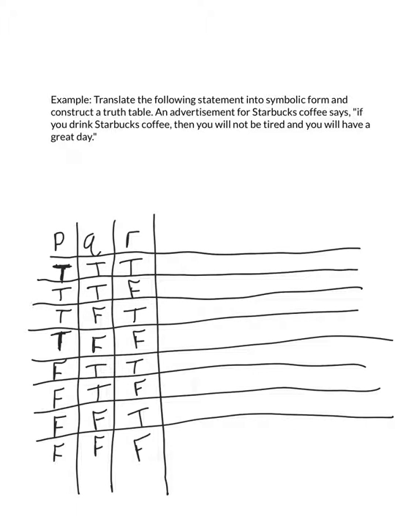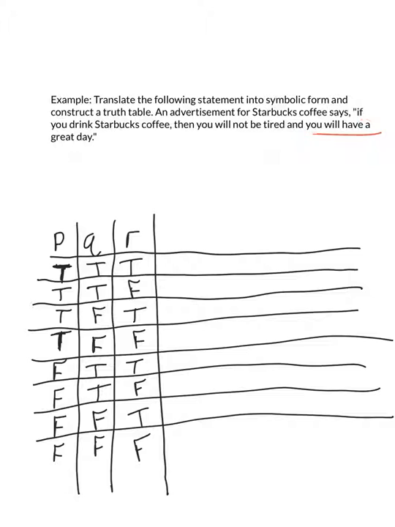Let's try a 3 different lettered truth table with a P, a Q, and an R. So the example says to translate the following statement into symbolic form. So we're going to go from the English language into math symbols. And after we do that, construct a truth table. An advertisement for Starbucks coffee says, quote, "If you drink Starbucks coffee, then you will not be tired and you will have a great day."